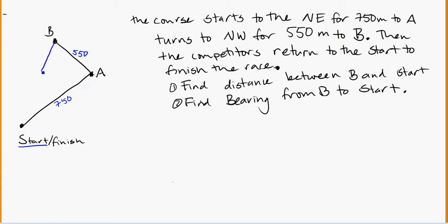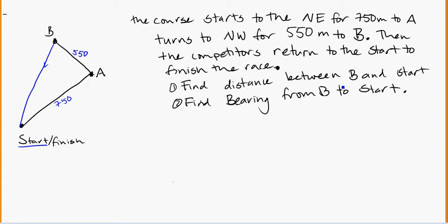So from B we can actually complete the diagram. They return back to the start. Now that's all the information they've given us, and they want us to find the distance between B and the start. And they want us to find a bearing from B to the start.